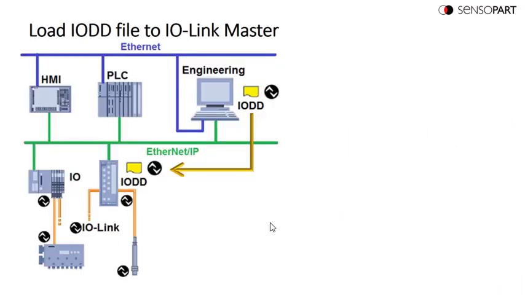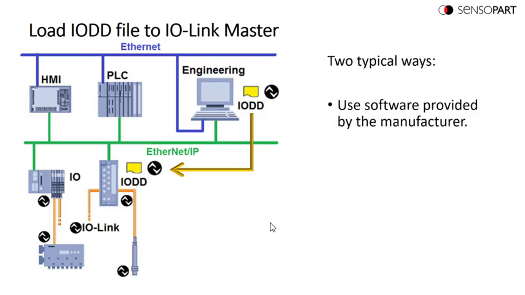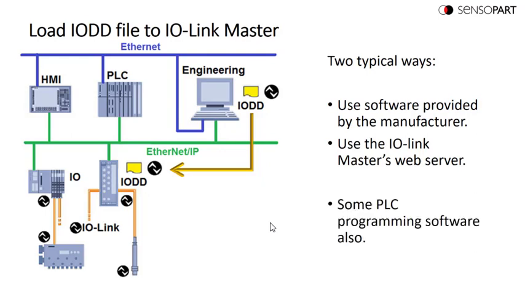You do have to load the IODD file from your laptop, and typically you do that with the software provided by the maker of your particular IO-Link master. And for controls engineers out there cringing, I already have 35 programs on my laptop, I don't want another one. Many have a web server built in, so you just need an updated modern browser. Some PLC programming packages, depending on the master you're using, can also be used to download IODD files.